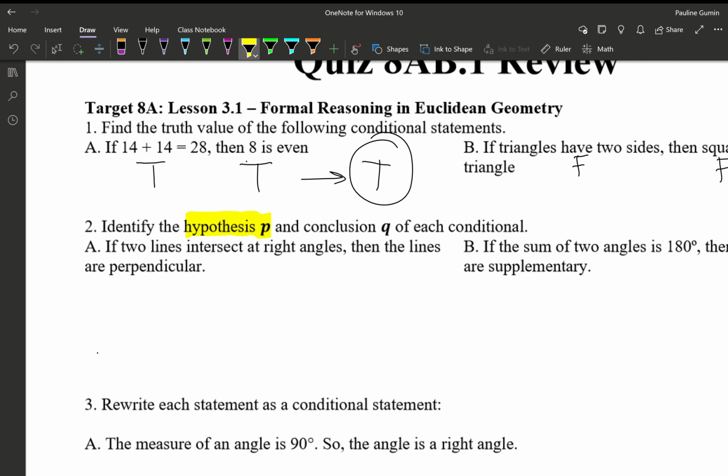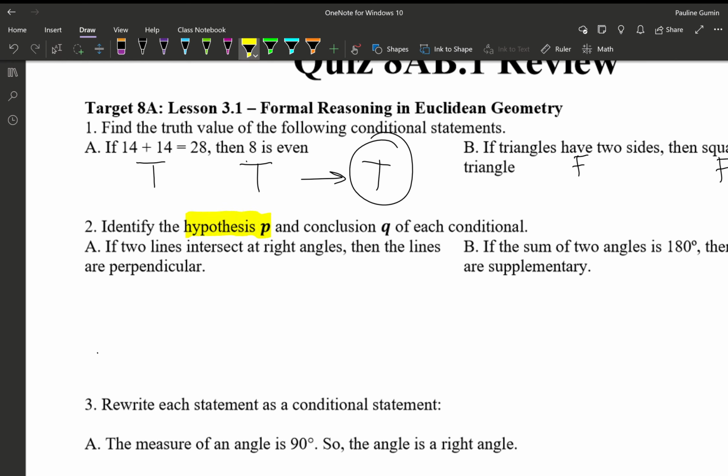For number 2a, if two lines intersect at right angles, then the lines are perpendicular. The hypothesis is two lines intersect at right angles. The conclusion is that the lines are perpendicular. Letter B, if the sum of two angles is 180 degrees, then the angles are supplementary. The hypothesis is the sum of two angles is 180 degrees, and the conclusion is the angles are supplementary.